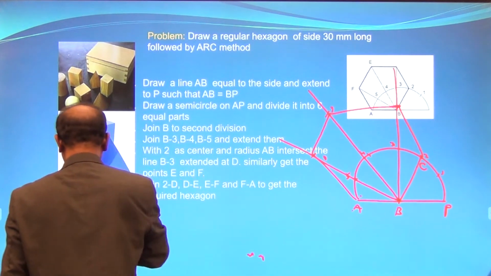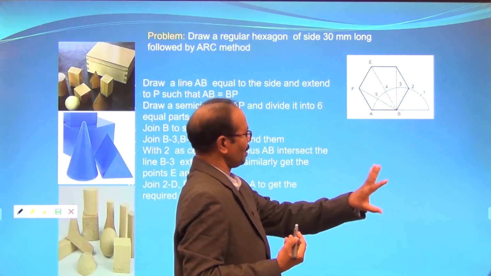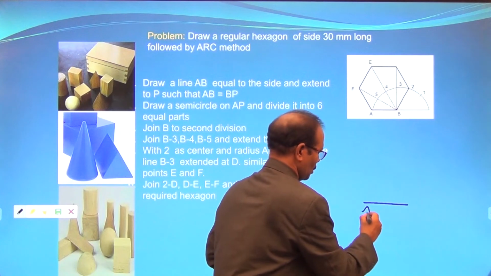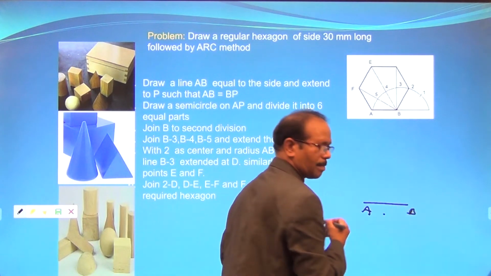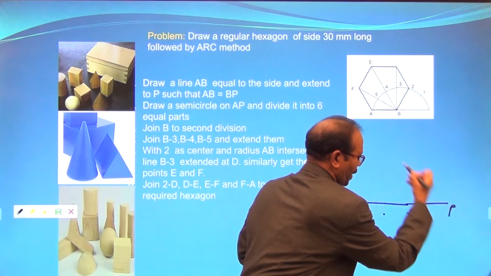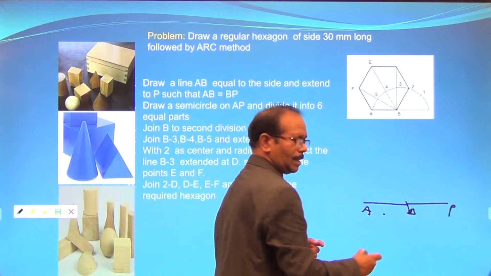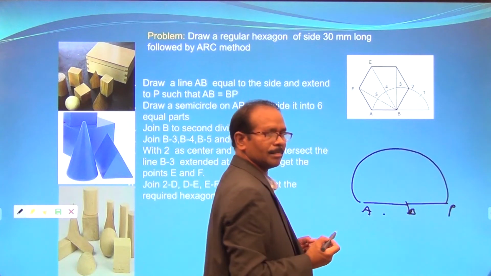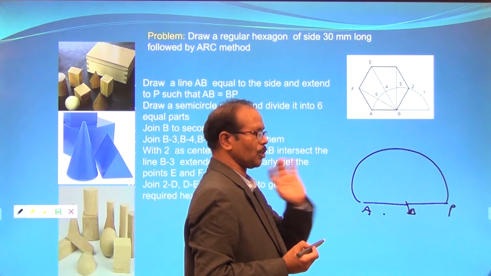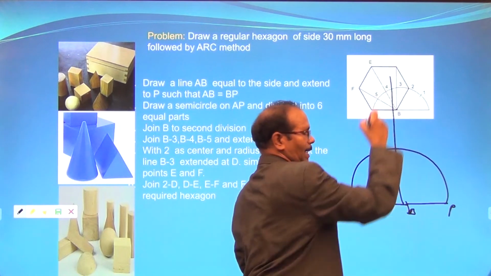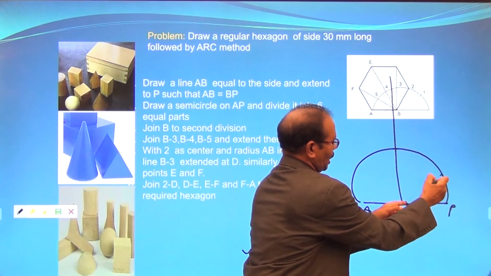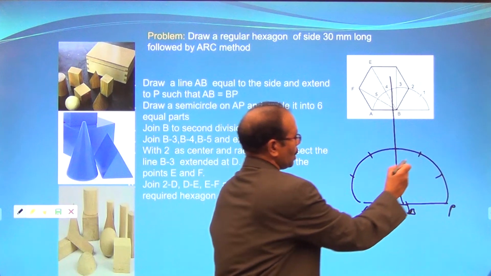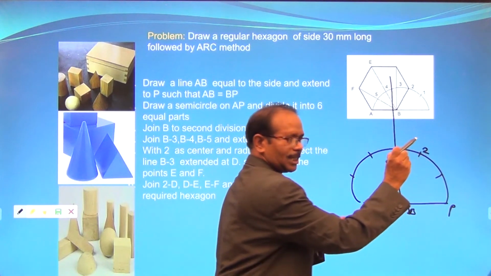So I repeat, don't worry. Only 5 steps. AB, extend B to P, B as a center, AB as a radius, semicircle. Divide the semicircular arc into 6 equal parts. First step is draw a vertical line. Now 30 degrees, 60 degrees. Now just indicate the second point, that is enough.